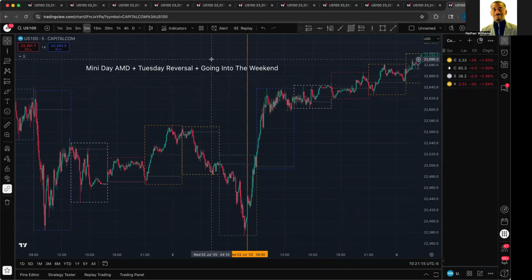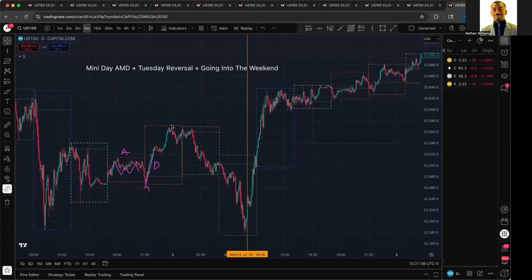And the last one: mini AMD plus Tuesday reversal plus going into the weekend. Let's go look at it. You got your mini AMD here. You can see it. Mini Monday. So your accumulation here is here. Mini Monday traded inside of mini Saturday's range. We took the low of it in mini Tuesday, ran up and took the high. So there's our manipulation. There's our distribution.